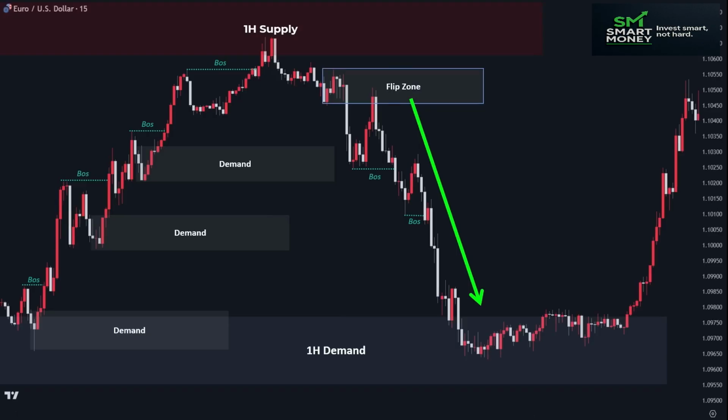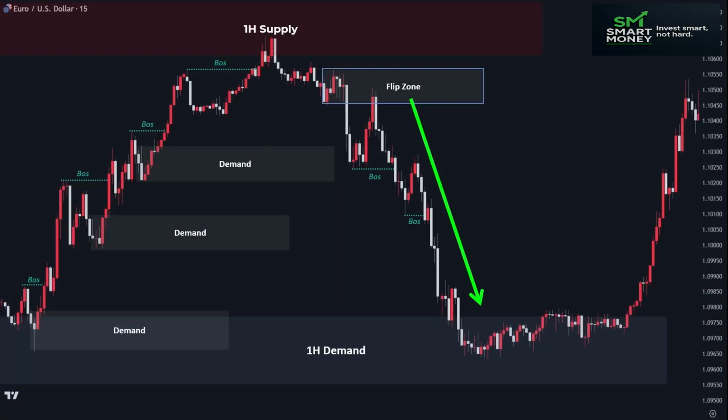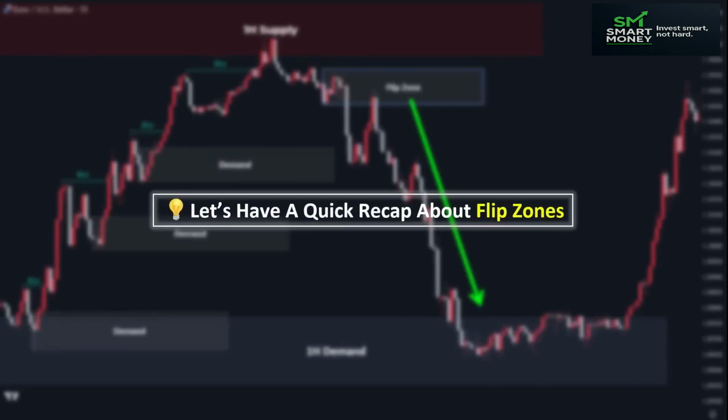This might look a bit complex at first, but don't rush it. Relax. We're going to break everything down into actionable, easy-to-follow steps, with all the criteria and rules you need before the setup becomes valid. But before diving into those details, let's quickly recap what flip zones are and how to properly identify them.